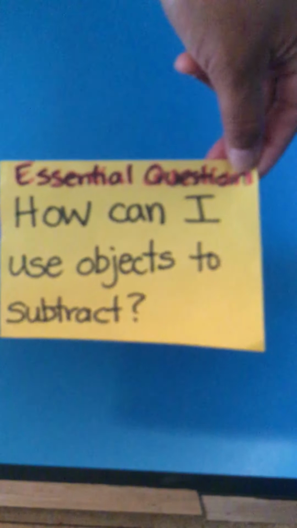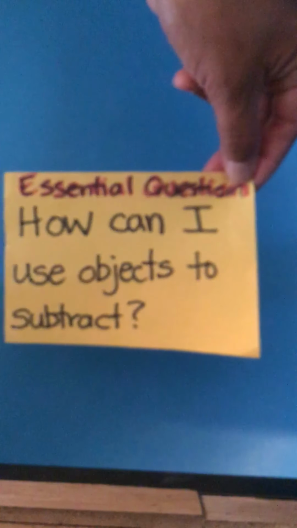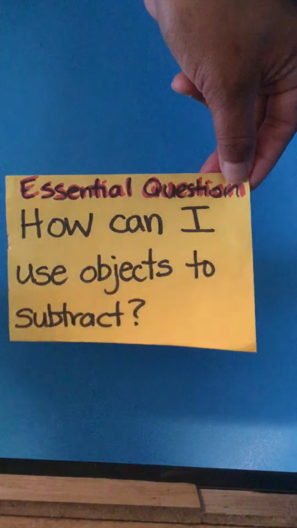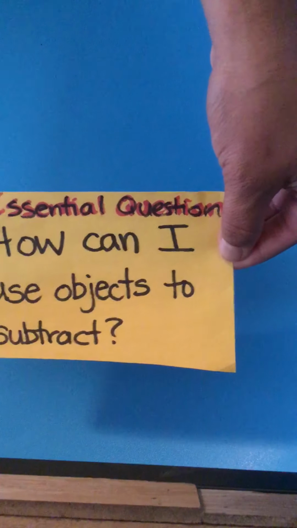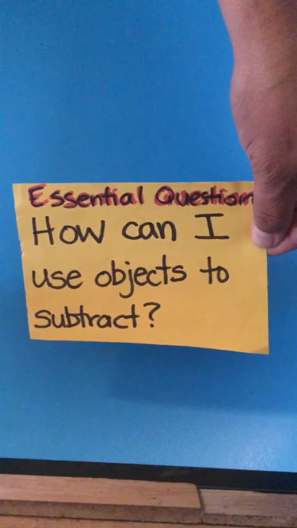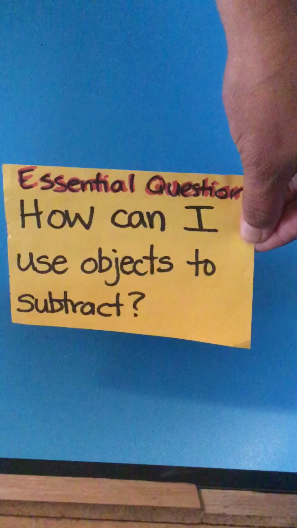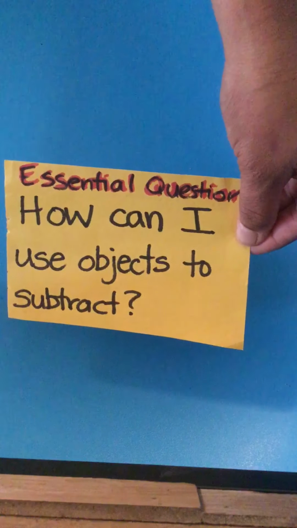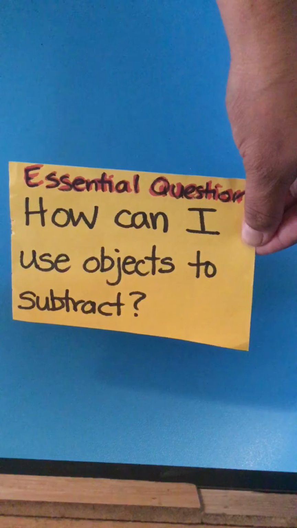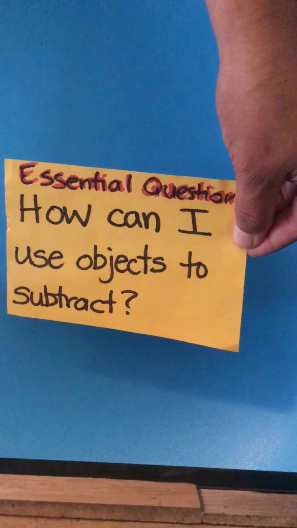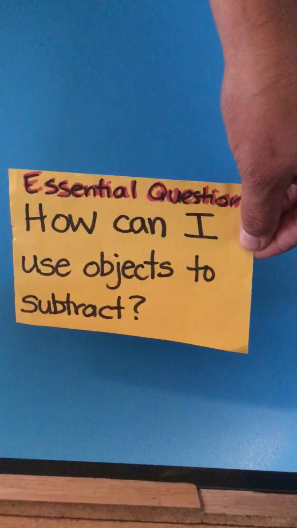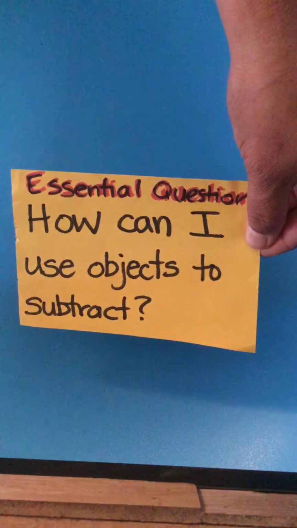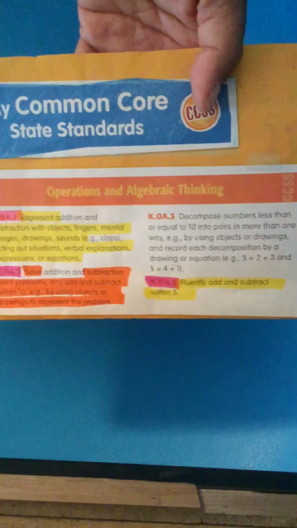Let's go ahead and continue our math lesson, first starting with our essential question. Can you help me read it? How can I use objects to subtract? So we've been using so many things to subtract. We've been using pennies, we used cups and we tumbled them. We've been using all kinds of objects and we take away the objects to show how many are left, which means we subtract. Today, we're working on the last knowledge for college.